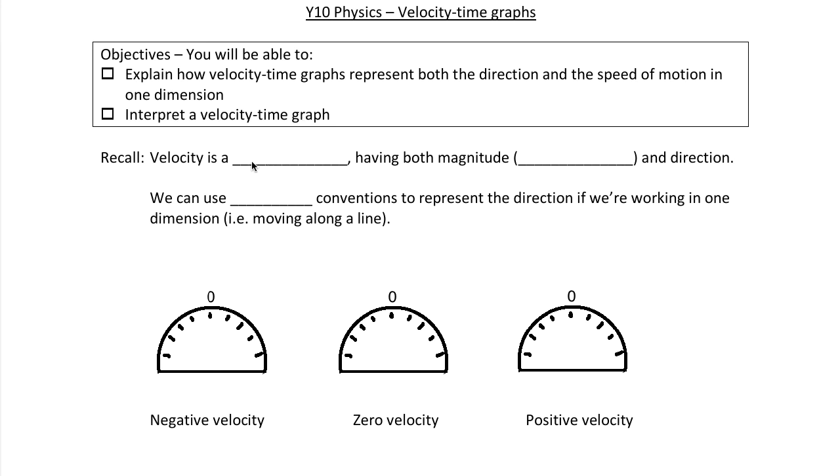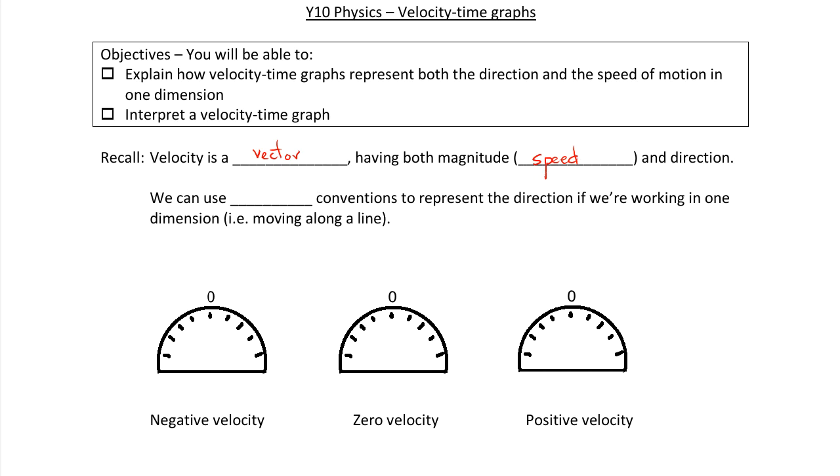So first, let's start by remembering that velocity is a vector, and that means that it has both magnitude, which in the case of velocity we call the speed, and direction. And so we need a way of representing both of those in a velocity time graph, both how fast it's going, the speed, and in what direction.